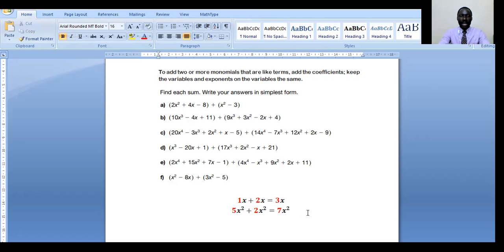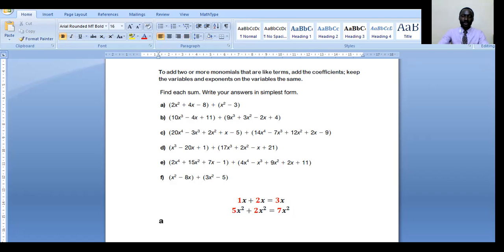Now, the question here is, what if we have a case as given here? Here we are supposed to find the sum of each. Notice that this is being added to that. They are separated by these brackets, and we have to simplify our answer. How are we going to deal with this then?